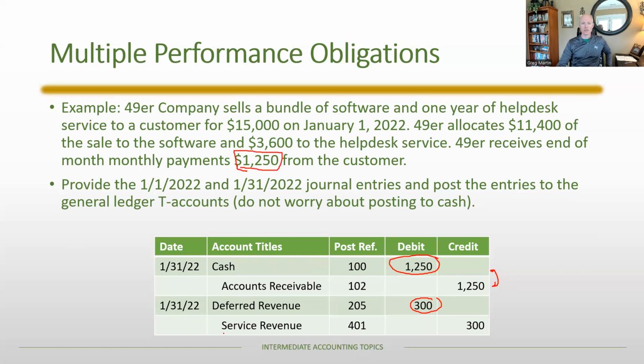But notice then this service revenue is being driven by the expiration of a liability. So originally I had an obligation to provide 12 months of help desk service. After 1 month, my obligation isn't 12 months anymore, it's 11 months. And so my liability has gone down. Because my liability has gone down, I can now recognize revenue because of the reduction of that liability.